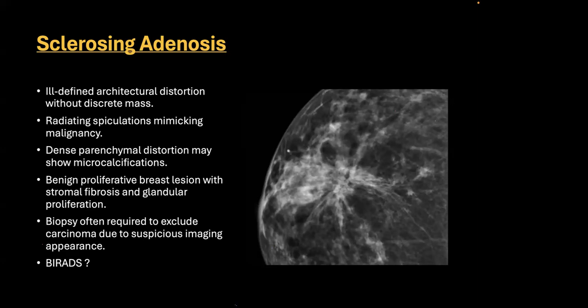Only few of the things are there to differentiate. Like there is no mass as such by which we can call it a carcinoma. But again, architectural distortion and spiculated margin, definitely we have to give it BIRADS 4 and then we can downgrade it later on.